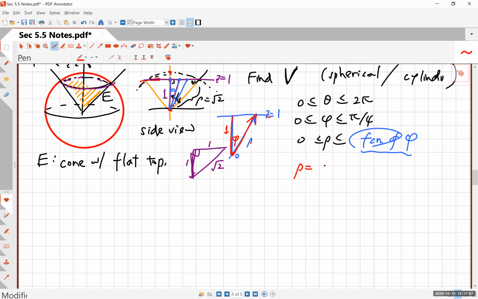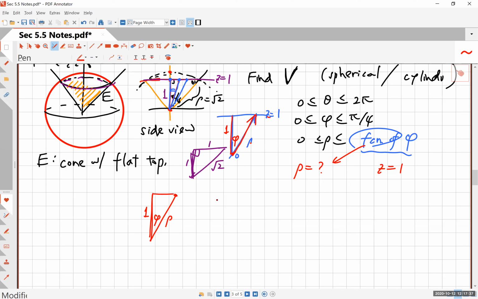So you have to somehow express, here's the question, z is equal to 1. How do I do that? Well, just think about this here, because what we have is this triangle. This is rho, this is what you want to express, and this is 1, and this is phi. How are they related to each other?